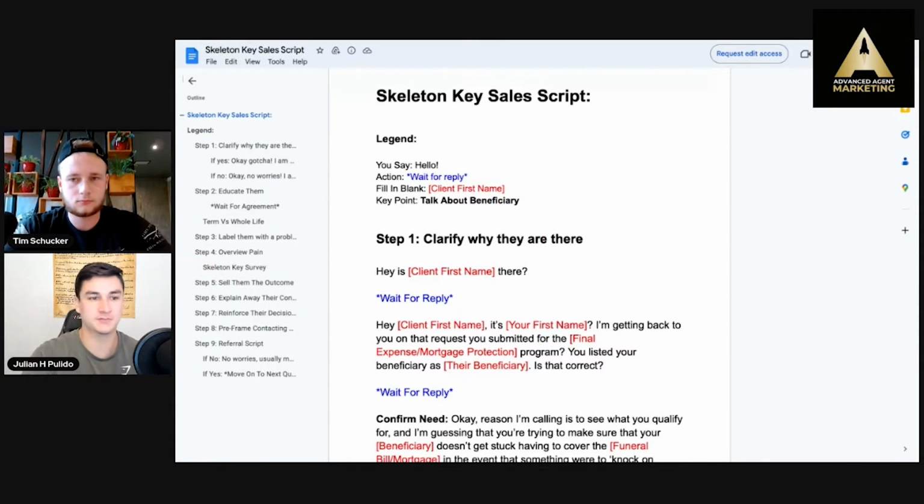Whenever the text is black, that's just what you're saying. Action, like a wait for a reply or write this down, is going to be in blue with the asterisks. The fill in the blank, maybe it's client name, your name, final expense, mortgage, whatever it is, that's going to be in red. And your key points are the part of the framework. You can fill in the verbiage a little bit, but the key points are the things that you absolutely have to touch on, regardless of how you say it.